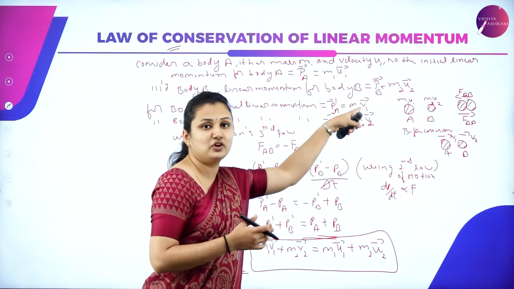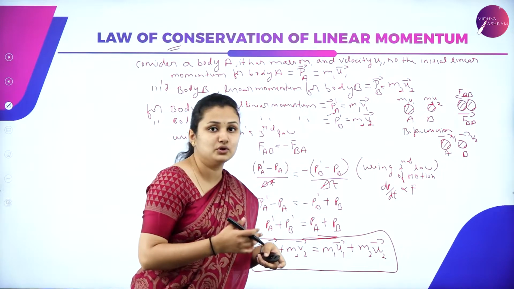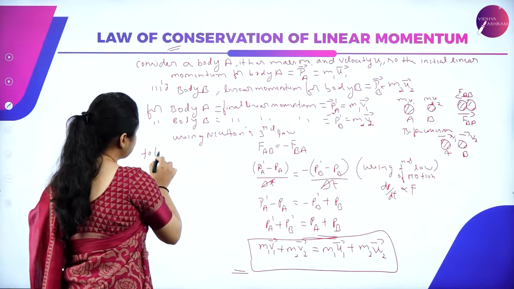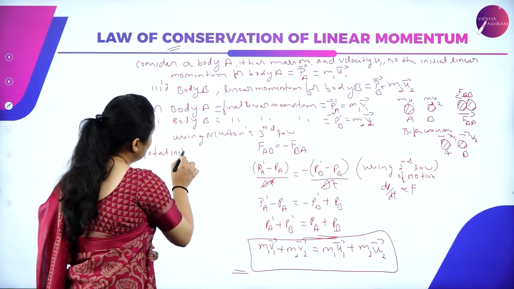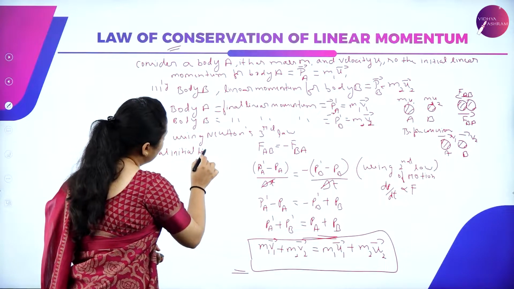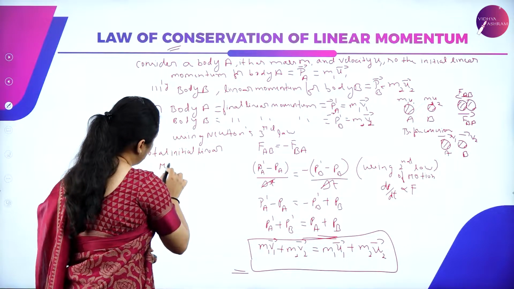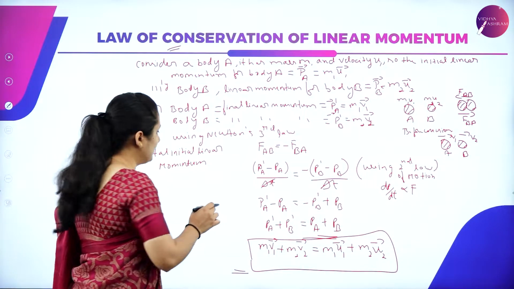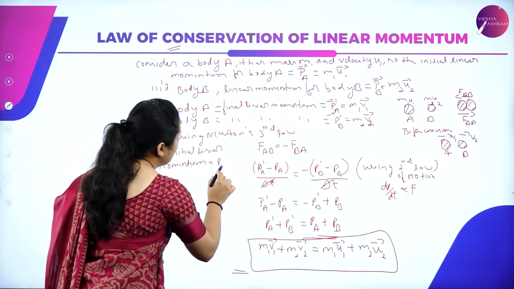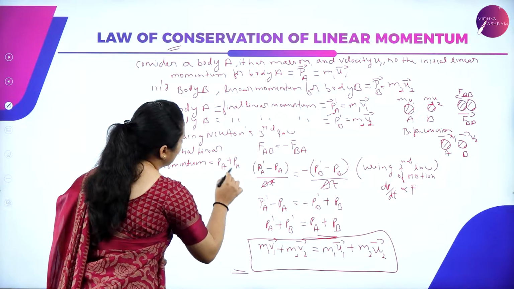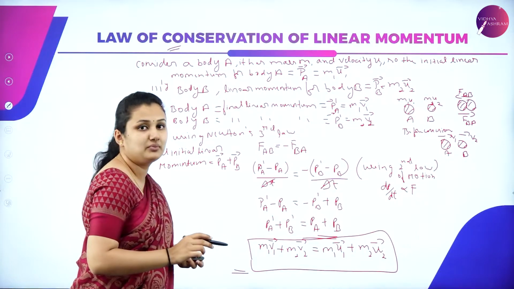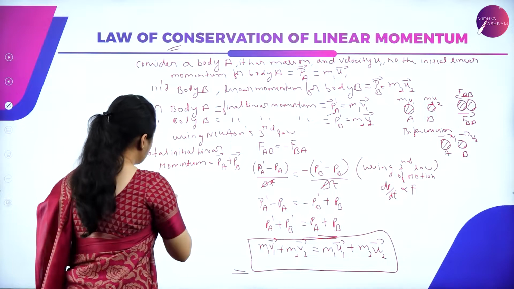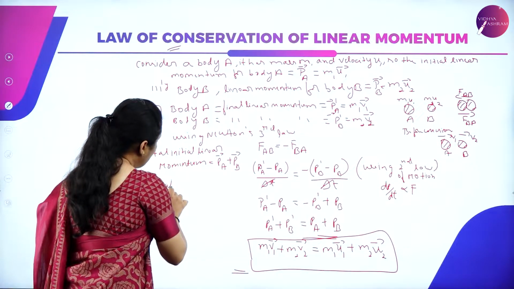PA dash will be M1 V1, PB dash will be M2 V2. So the final total initial linear momentum will be PA plus PB, the vector sum, because momentum is a vector quantity. So total initial linear momentum is PA plus PB.